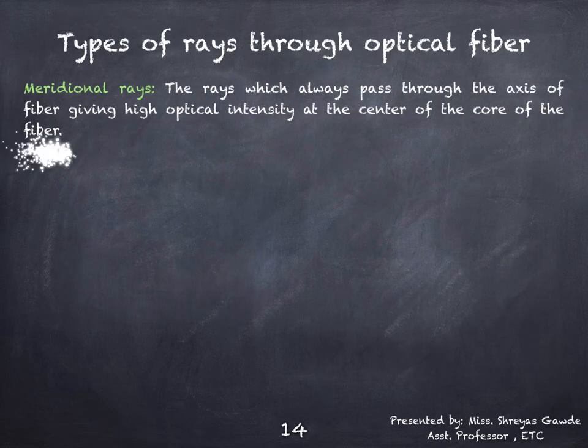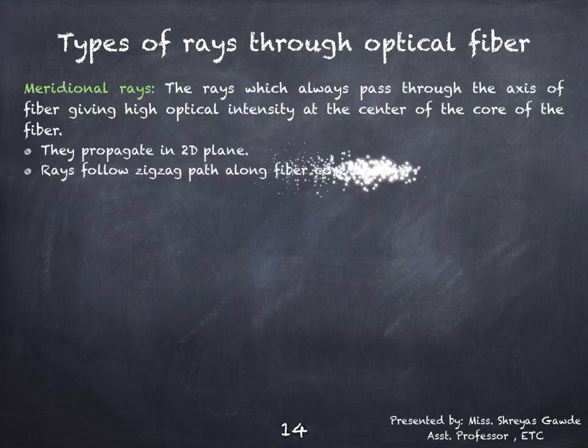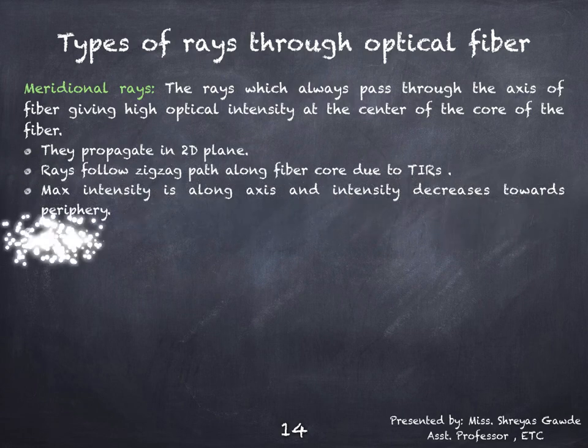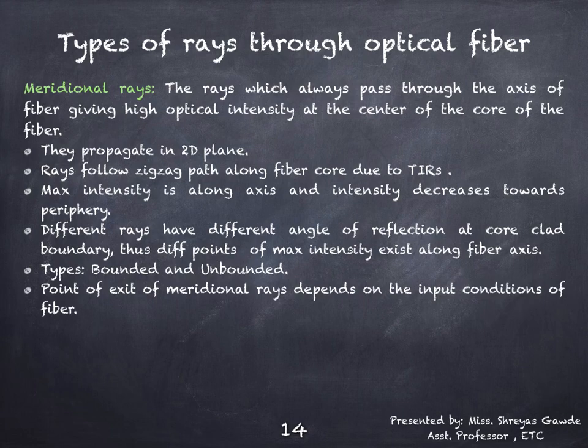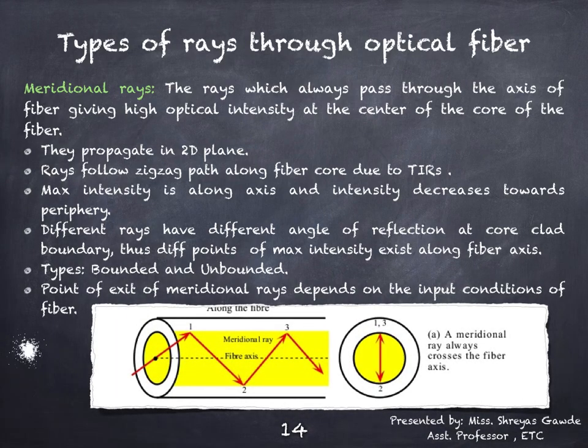Now let us see the different types of rays that pass through the optical fiber. So the first type is the meridional rays. Kindly note that in all the previous slides that we have seen so far, we have considered the rays as meridional rays. So meridional rays are those rays which always pass through the axis of the fiber. It gives a high optical intensity at the center of the core. These rays propagate in a 2D plane and they always follow a zigzag path, as you can see in this image. If you see from the front end of the fiber, then you will be able to see only a straight line as displayed in the second image.